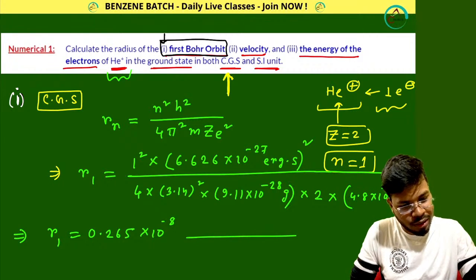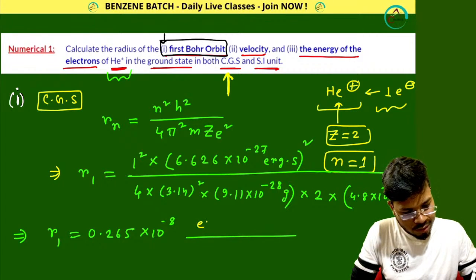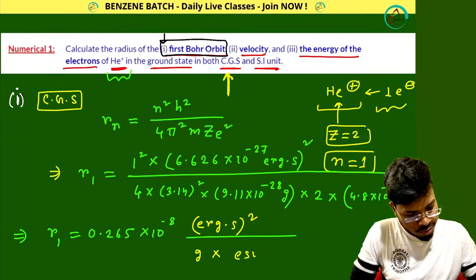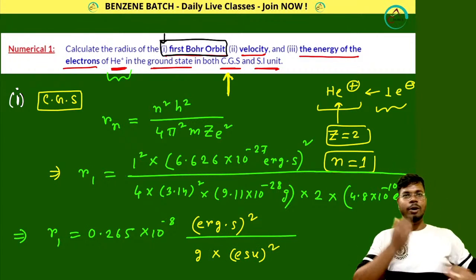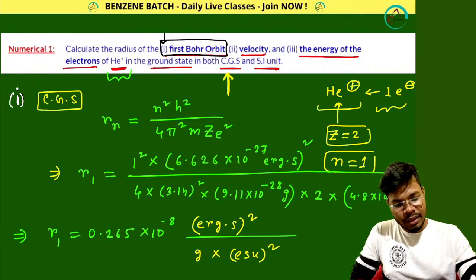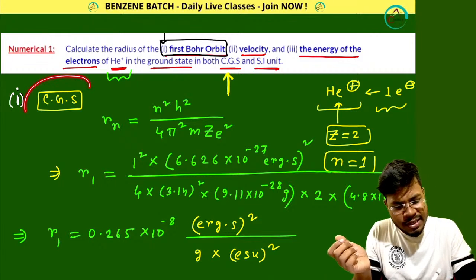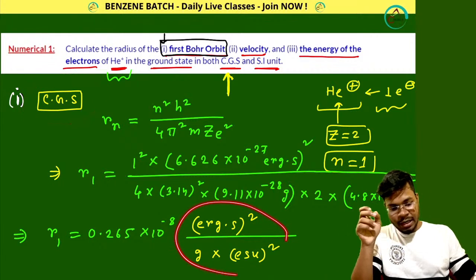I am writing the unit only: erg, second, and square of this. Perfect. Here, gram multiplied by ESU square. Okay, so now guys tell me, I am calculating radius. The unit of radius should be centimeter in case of CGS unit. That means from here I need to get centimeter.